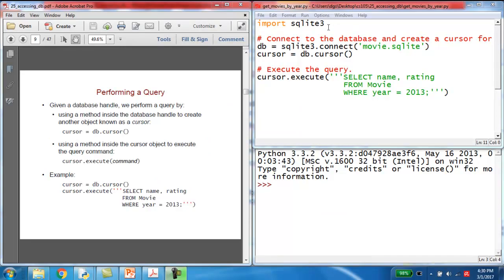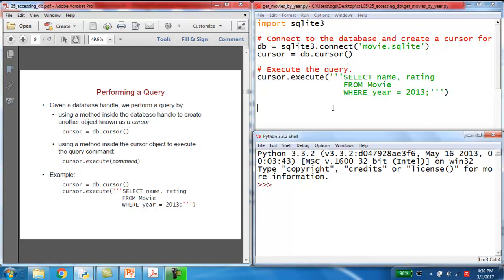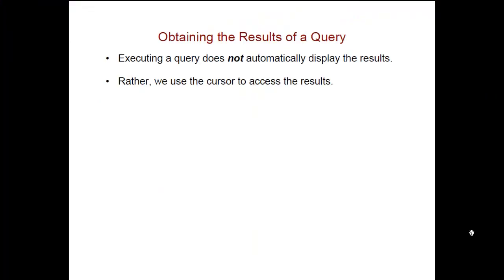You can see I've put these initial steps into a Python program. If I go ahead and run this, you'll see that we don't get any output at all. And that's because executing a query does not actually show you the results. Python requires that you use the cursor to access the results, and that way you'll get one row at a time, and you can transform the result or print it however you want.